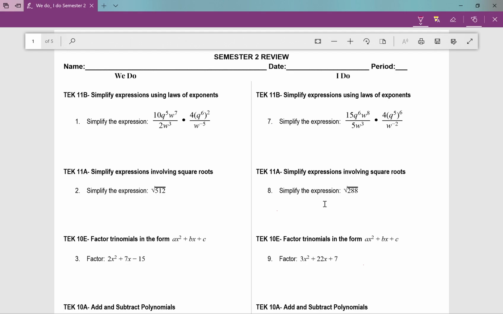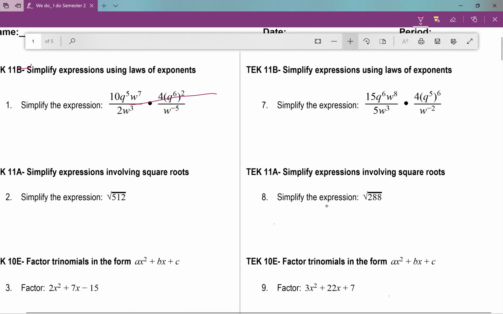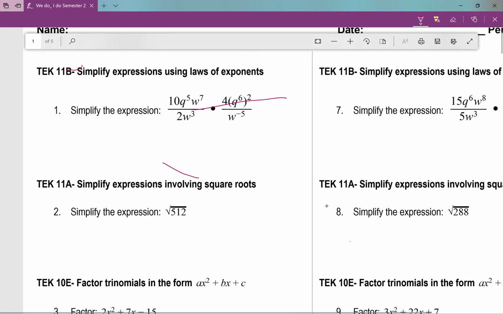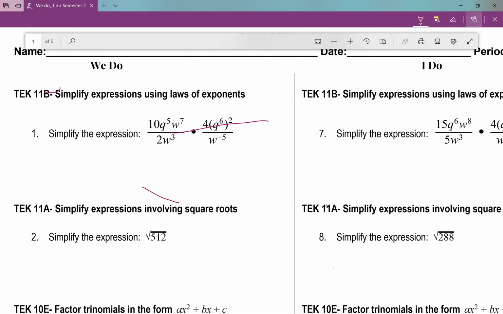Just like the final exam, this one gives you an example of every TEK that's going to be on the exam. So for example, on number 1, go ahead and zoom in. This one is talking about the properties of exponents.